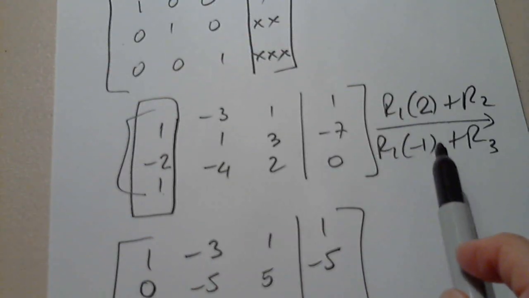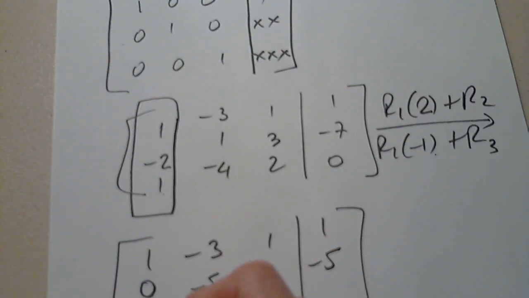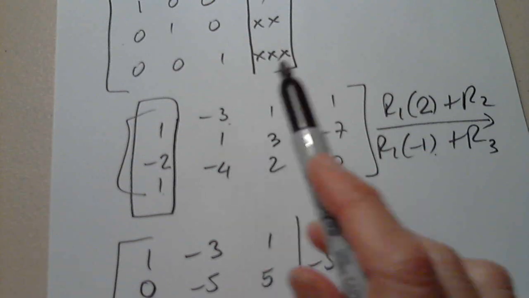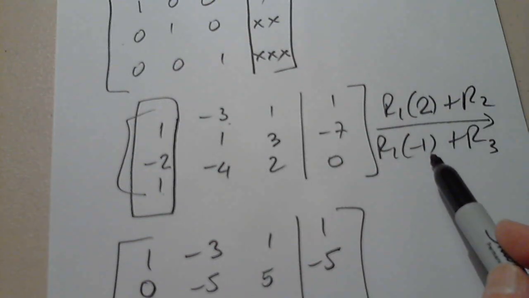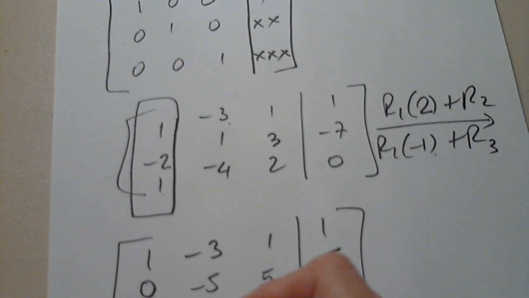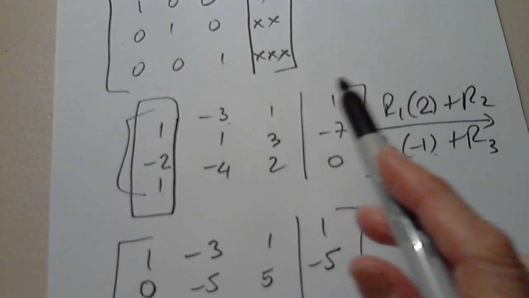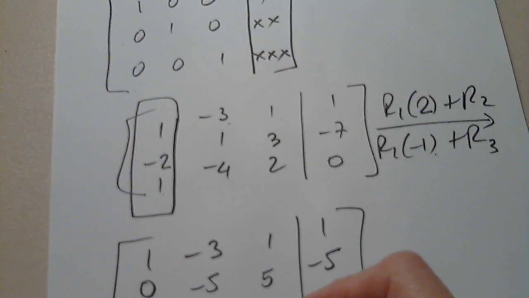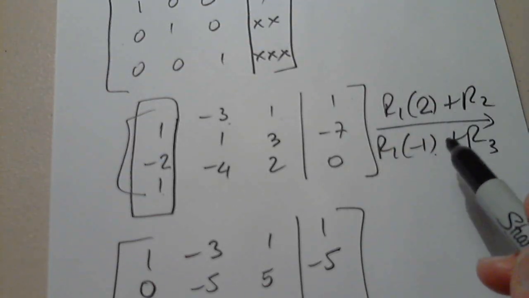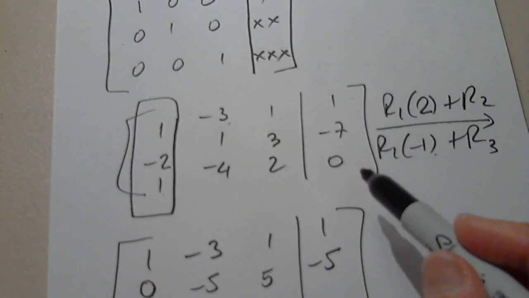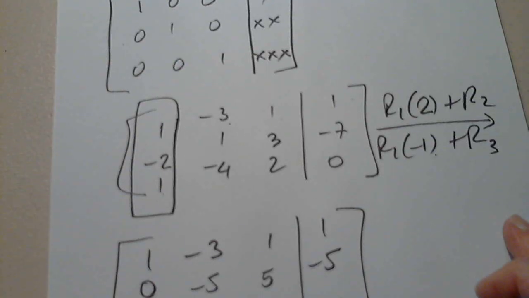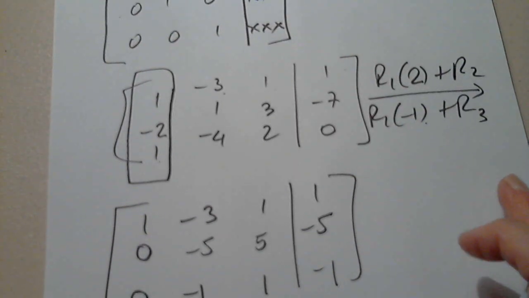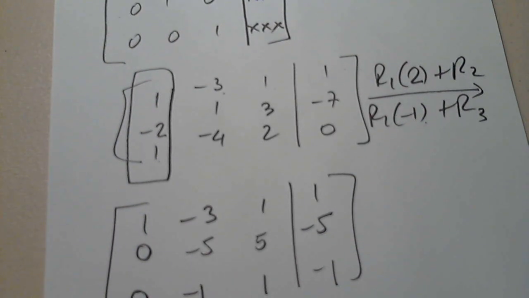1 times negative 1 plus 1. Negative 3 times negative 1 is 3. Minus 4, negative 1. 1 times negative 1, negative 1, plus 2, 1. 1 times negative 1, negative 1, plus 0, negative 1. We accomplished the first column.